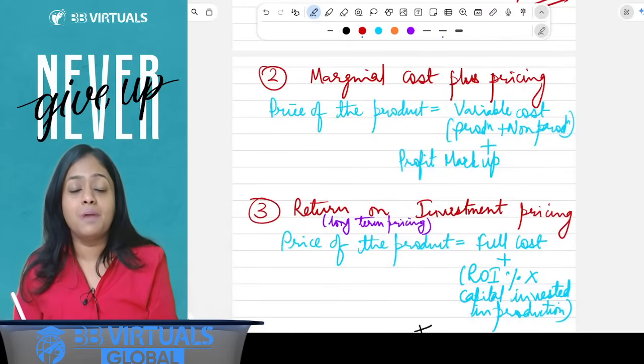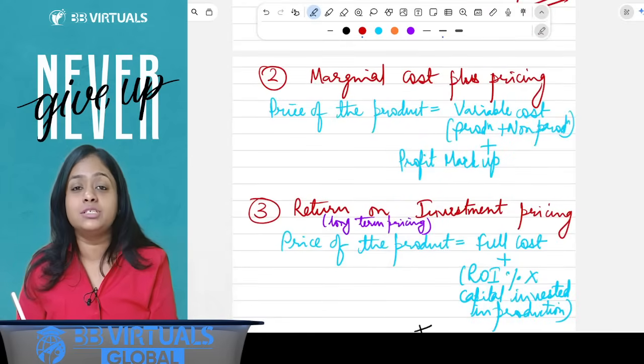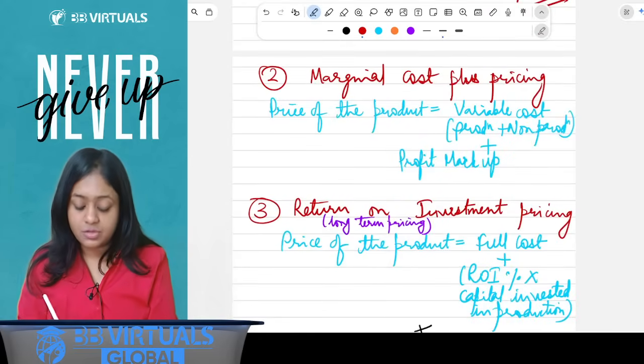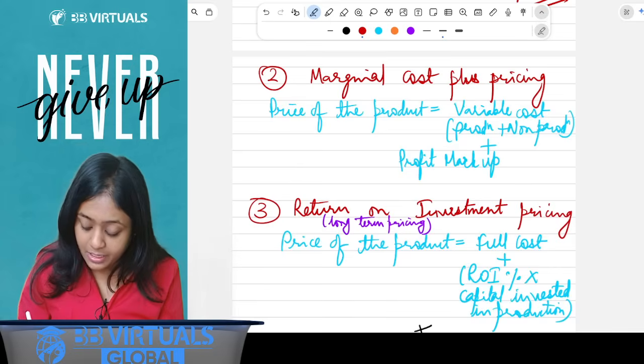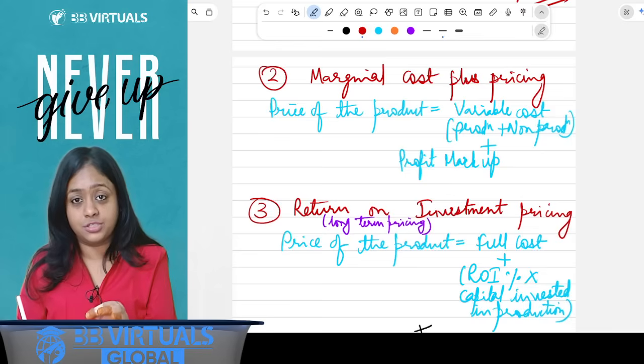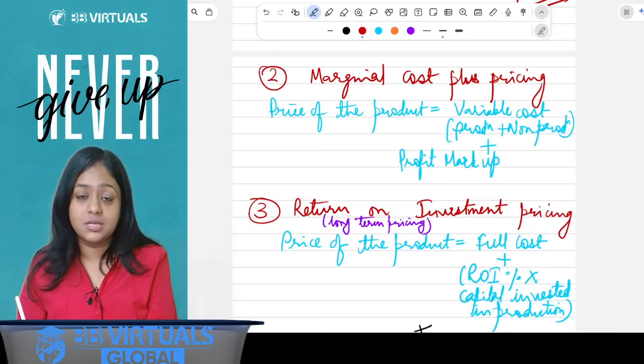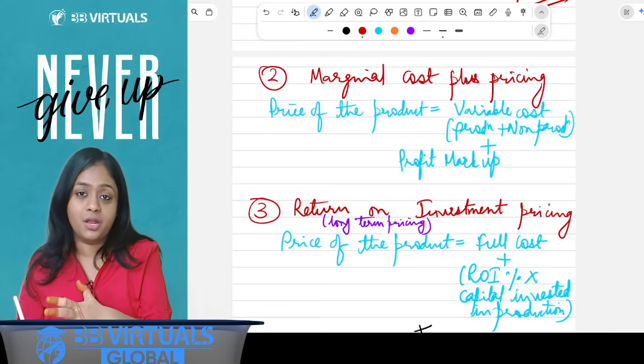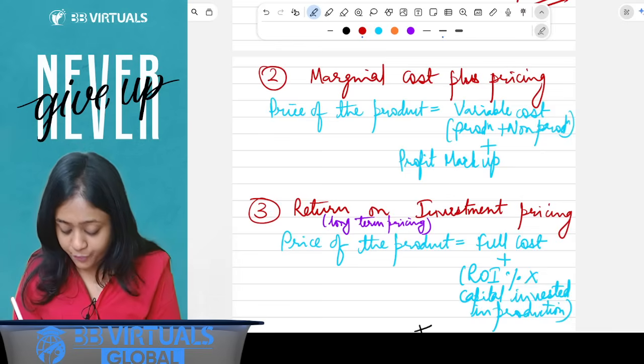The next is marginal cost plus pricing. Marginal cost is the variable cost. So here the pricing of the product will be variable cost, which will be both production and non-production cost, because we take marginal cost, which includes both production and non-production cost. With this we add the profit.